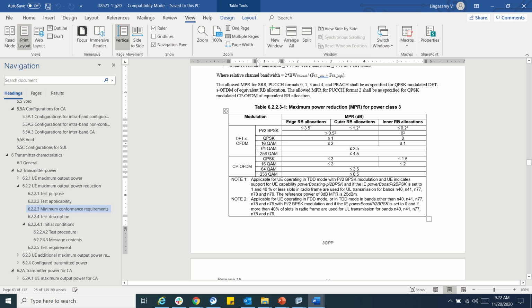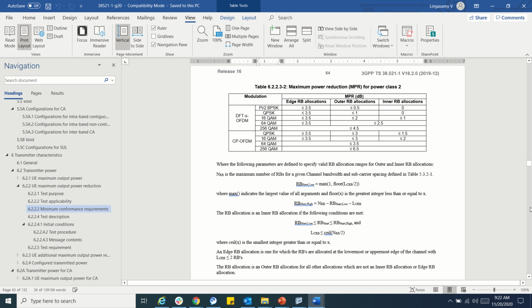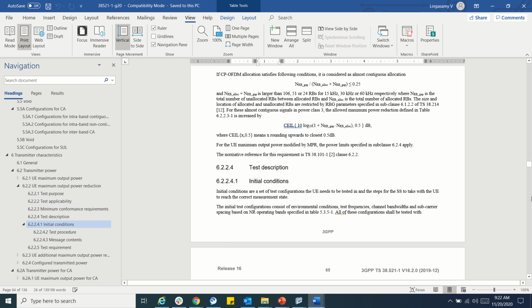Here we are handling 4 bits, and 6 bits. So as the modulation order increases, the power reduction also would be increasing. That's what is looked at here. And you can see here what the RB start high should be, what should be there. So those kinds of things are being covered here.